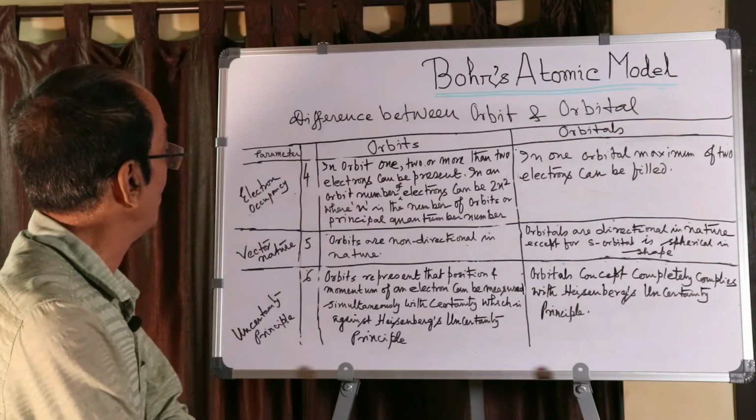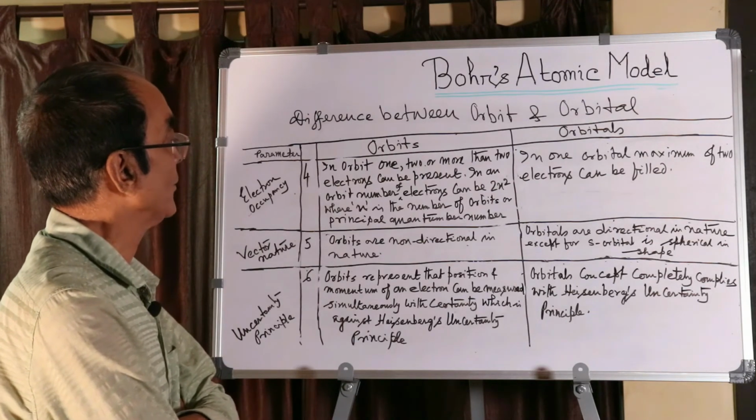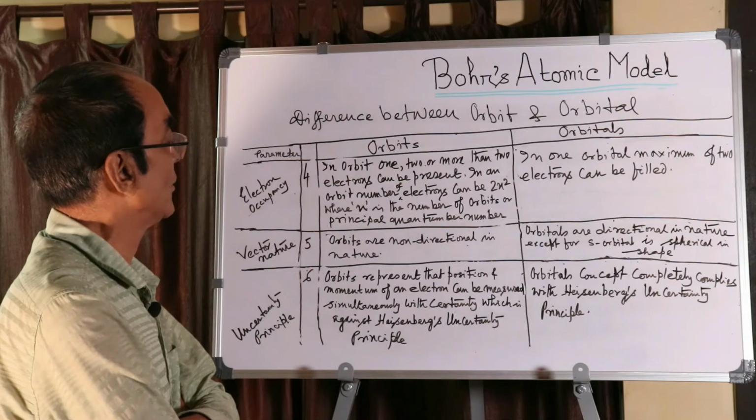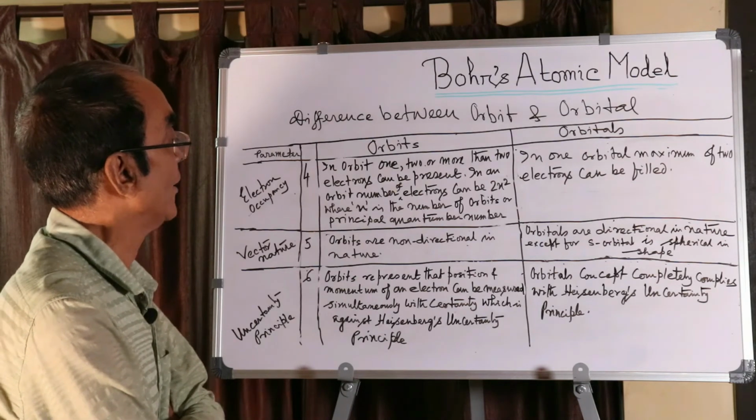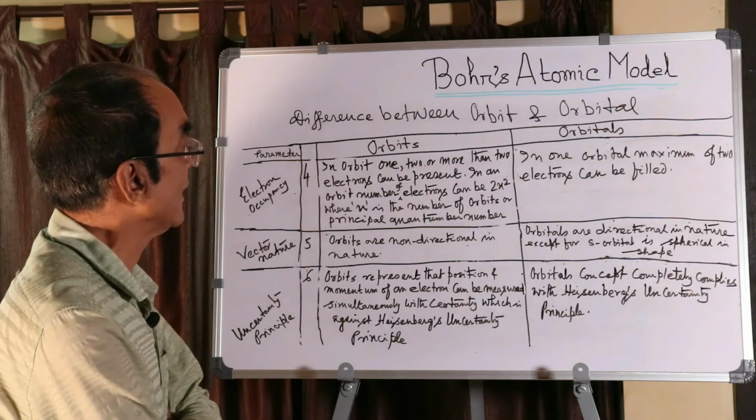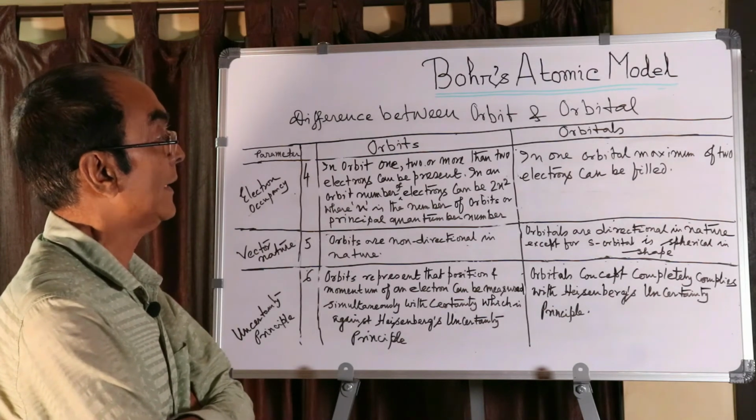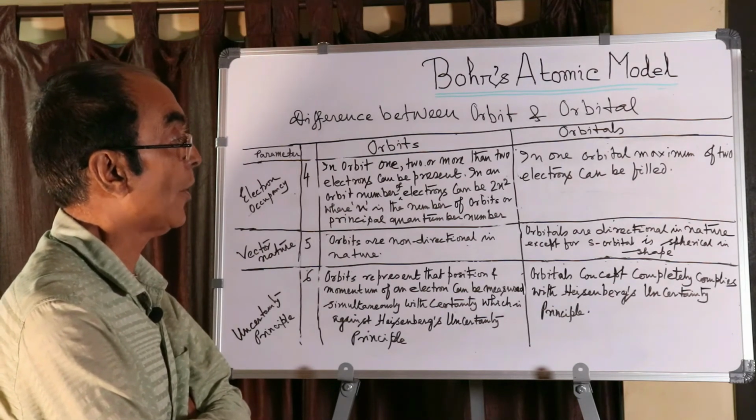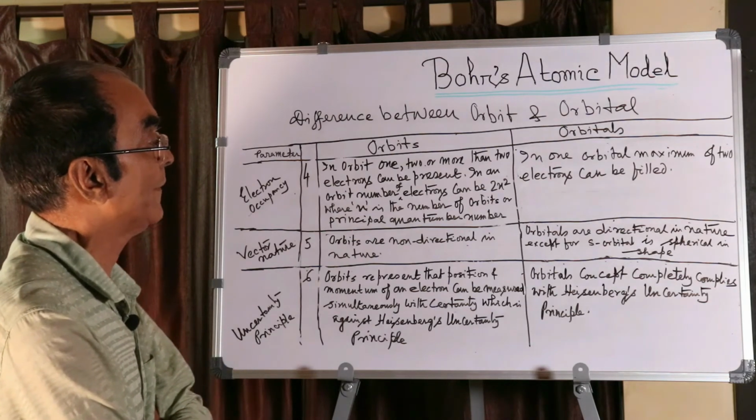Let us come to the fourth point, electron occupancy. In an orbit, 1, 2 or more than 2 electrons can be present. In one orbit, the number of electrons can be 2n², where n is the number of the orbit or principal quantum number. In case of an orbital, a maximum of 2 electrons can be filled in one orbital.